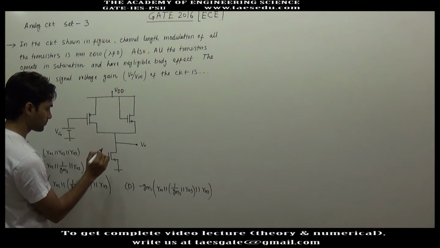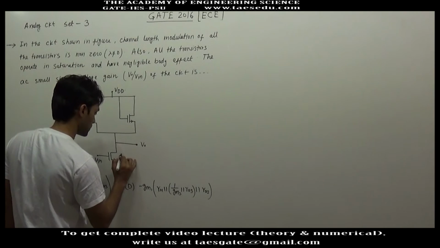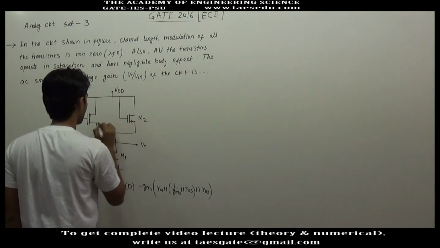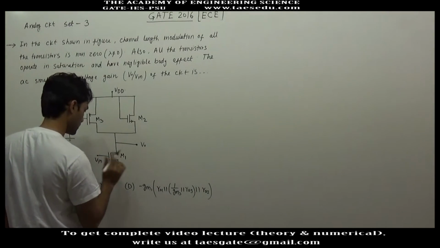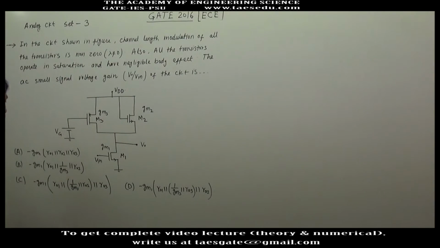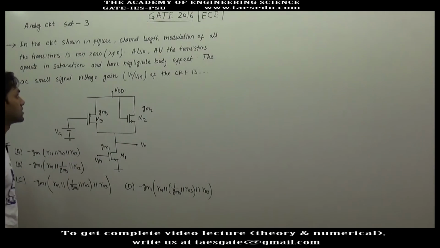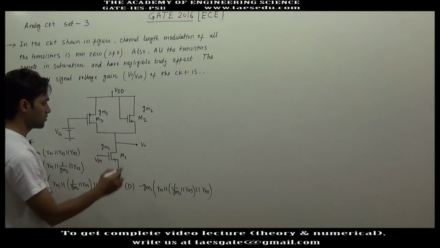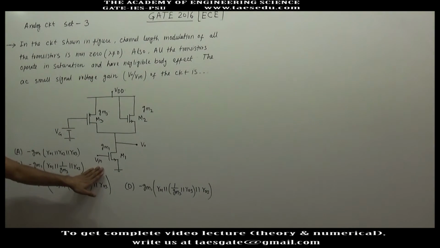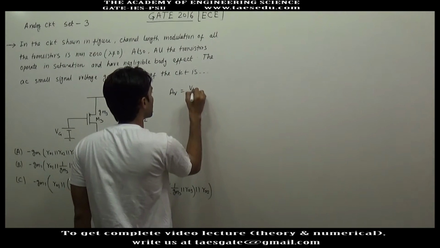An amplifier circuit is shown using PMOS and NMOS. This is M1, this is M2 and this is M3. The transconductances of these transistors are gm1, gm2 and gm3, and r01, r02 and r03 are the output impedances of these transistors. In the circuit we have to find the small signal AC voltage gain, V0 divided by V input.